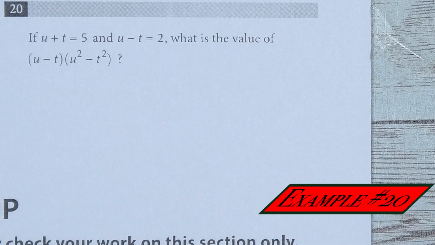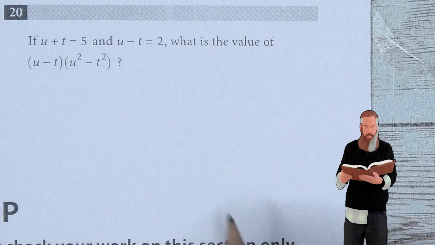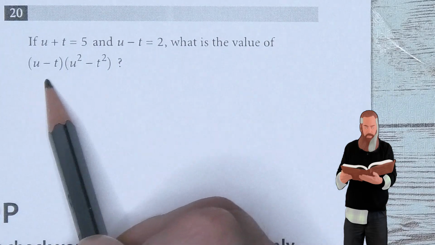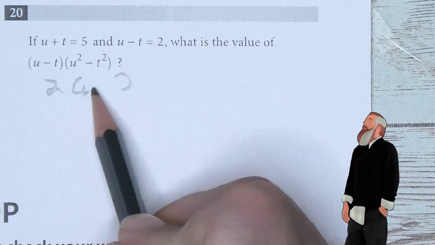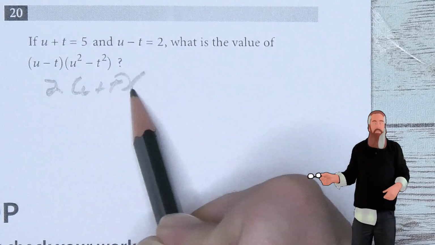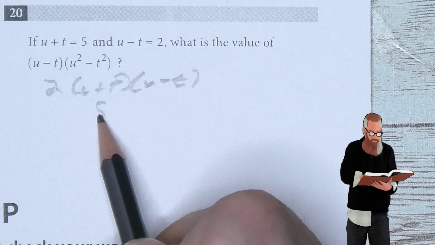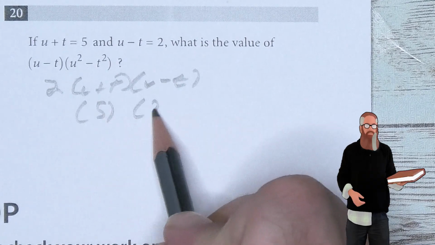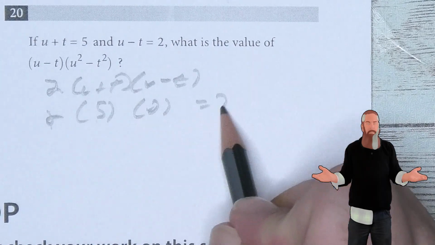If u plus t is equal to 5 and u minus t is equal to 2, what is the value of u minus t times u squared minus t squared? Well, we already understand that u minus t is 2. u squared minus t squared is u plus t times u minus t. Now, u plus t is 5, and u minus t is 2. So we wind up with 2 times 5 times 2, which is 20.